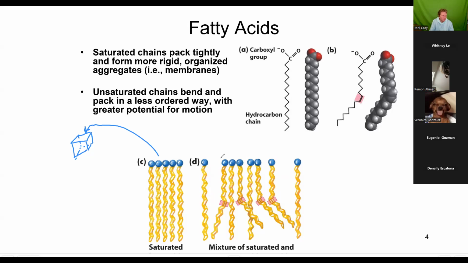Meanwhile, if we were to pack unsaturated fatty acids and a mixture of saturated and unsaturated fatty acids into this little cube of fats, where are there going to be more? In the cube that has saturated fatty acids exclusively, or the mixture? Which one of them will have more fatty acid molecules packed in there? Perfect. You're absolutely right.